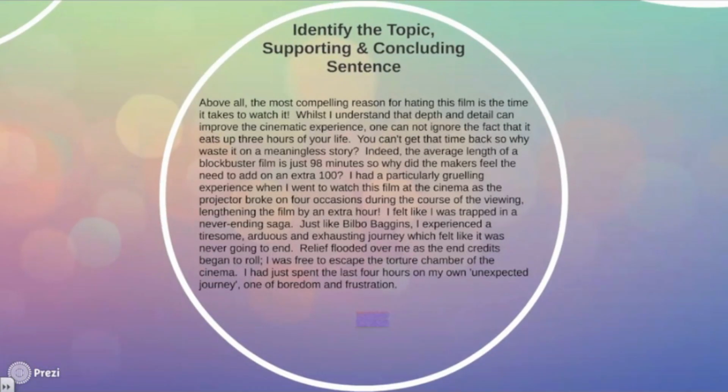So I've got a paragraph here that I wrote as part of a writing to argue piece, and I actually decided to write about a film that I loathed, and it was Lord of the Rings, and I'm sure there are many of you that actually really enjoy that film, but it's not my cup of tea. So I wrote a paragraph as in a writing to argue piece. And within this paragraph, I've got a topic sentence, I've got supporting sentences, and I've got a concluding sentence. So what I want you to do is read through and see if you can identify the topic, supporting, and concluding sentences. So just pause the video now.